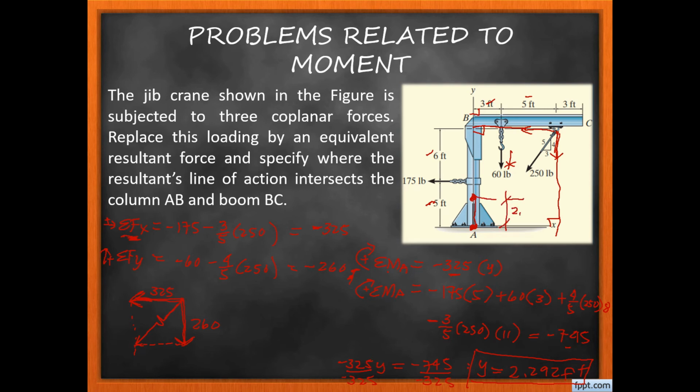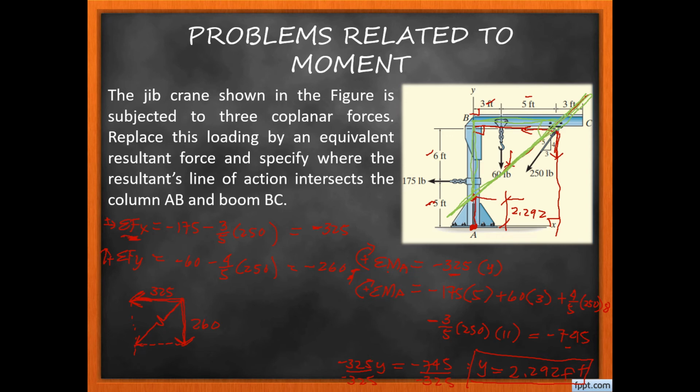So kung mayroon tayong 2.292 feet mula rito papunta doon sa line of action ng ating resultant force. Yan, 2.292. And ito, ipoproject natin papunta doon. Yan yung magiging line of action ng ating resultant force. Okay. So kung mayroon tayong 2.292 dyan, makakagawa tayo rito ng triangle.